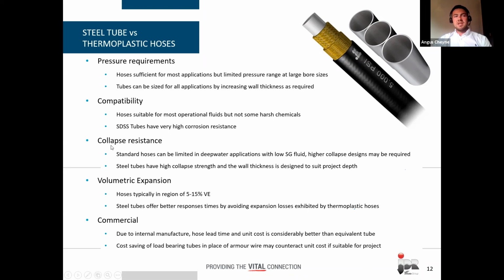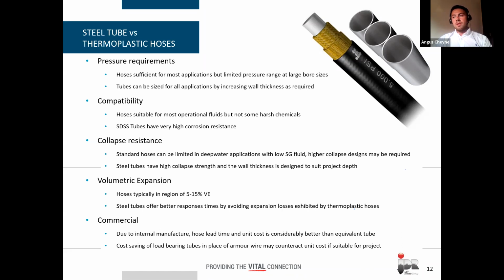In terms of collapse resistance, it may be the case that if you have a deep water application, then you may need to use steel tube, but it would also depend on the fluid that you're carrying as well. A particular consideration is volumetric expansion. So for hoses, when they're pressurized, you're typically looking at between 5 and 15% expansion in the hose. Whereas for steel tube, because of the significantly different material, you get next to no expansion.